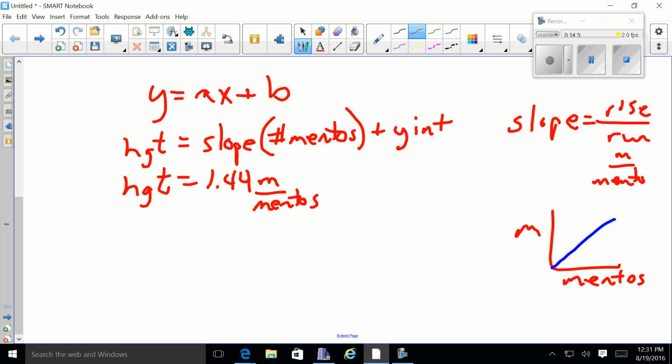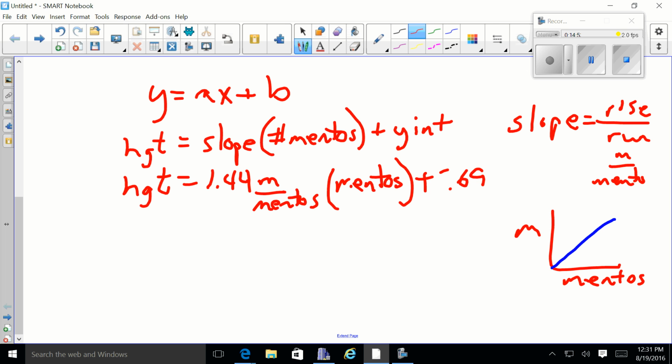Okay. Now, the slope was 1.44. The number of Mentos was your X. I'm going to put the Mentos in there. And then finally, your Y-intercept was a negative 0.69. Well, let's look at what this means.